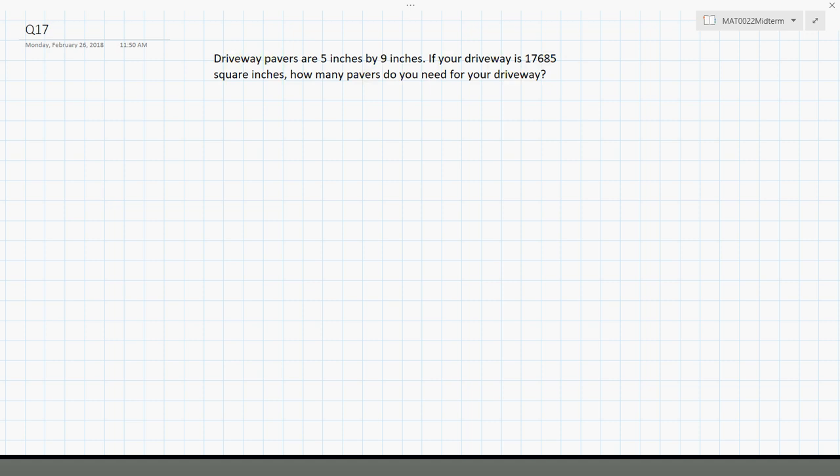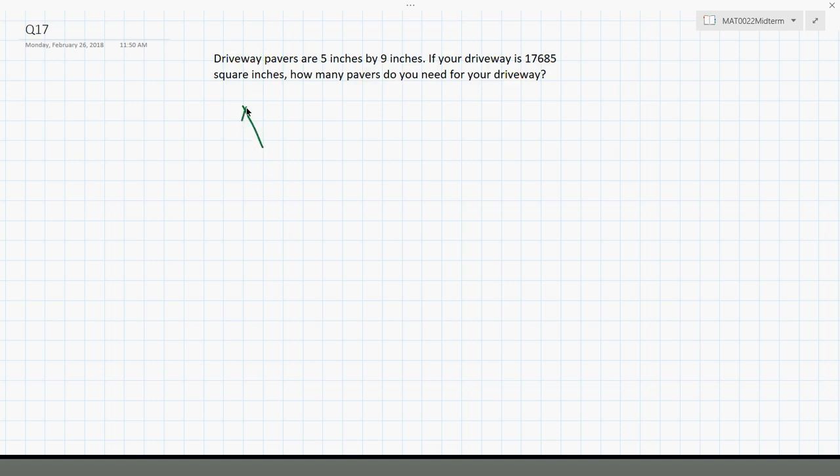Driveway pavers are 5 inches by 9 inches. If you have a driveway of 17,685 square inches, how many pavers do you need? Yeah, that's a mouthful. Honestly, when I did this, I did 5 times 9. You got this one, exactly.